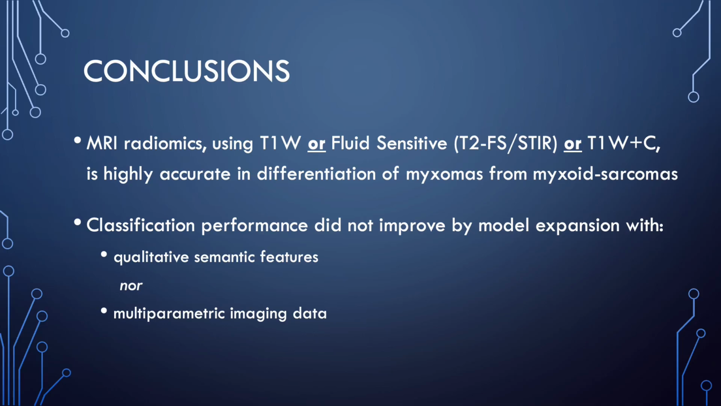The take-home points from this study are that MRI radiomics, using any individual sequence of T1-weighted, fluid-sensitive, or T1-weighted post-contrast, is highly accurate in differentiating myxomas from myxoid sarcomas. We also demonstrate that model performance did not improve if we expanded to include qualitative semantic features or we used multiparametric imaging data.